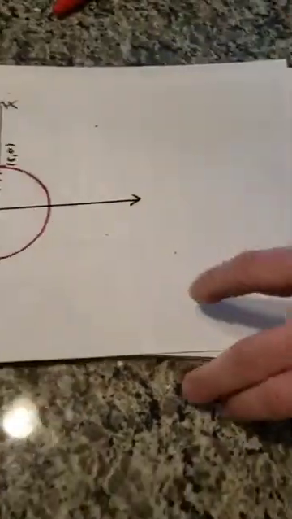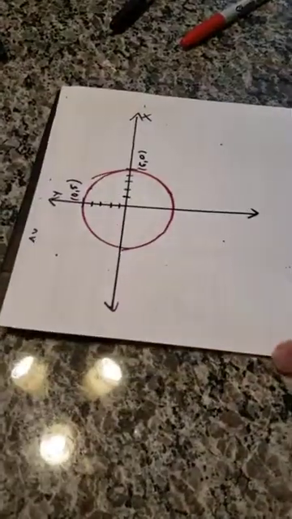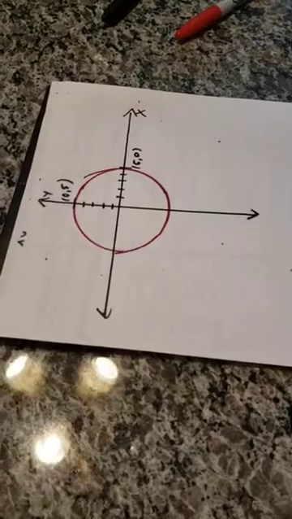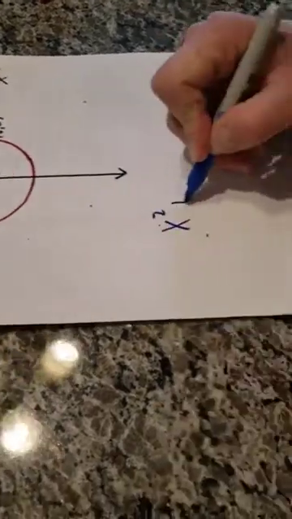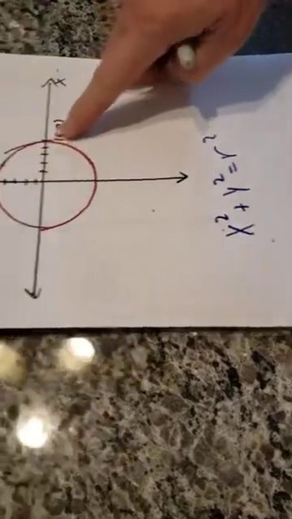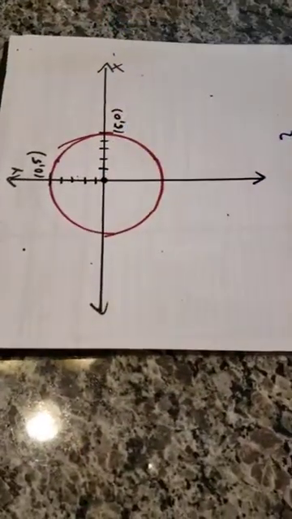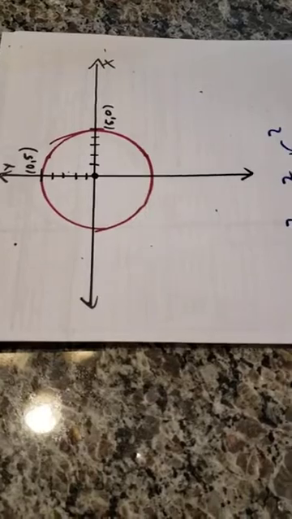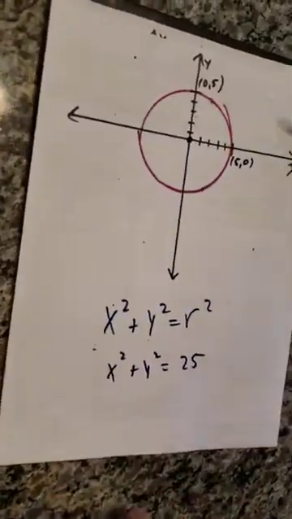Now, moving on. Equations for circles. This is the last part of Chapter 9. The typical equation for a circle is that x squared plus y squared equals r squared. And if you look at the circle here, if the center of the circle is at the origin, the radius equals 5. So we get x squared plus y squared equals 25.